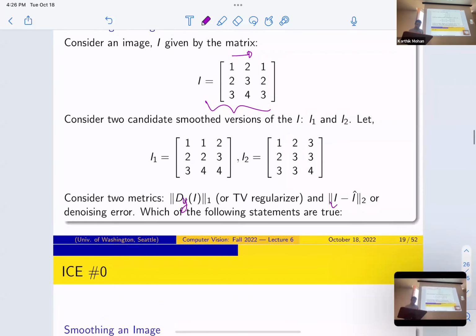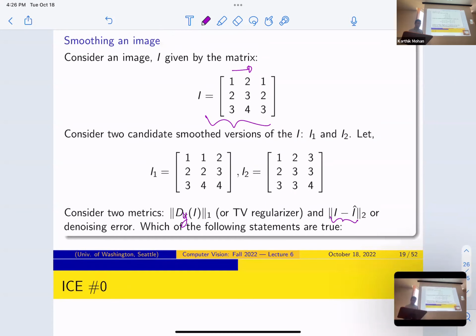And then you're also looking at the denoising error. So that is, let's say I hat is I1. You look at how far I and I1 are in, let's say, the Euclidean norm. So that is telling you, are you going really far away from I? Because that's also not good. And this is telling you, are you making it smooth? So maybe you're applying this to I1 or I2. And in the second one, I hat is I1 or I2. Yeah, I is fixed because I is your original image.